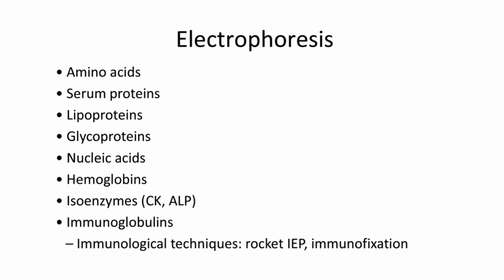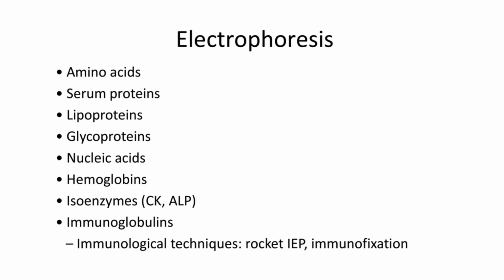Electrophoresis is widely applied to separate many biological components. These include amino acids, serum proteins, lipoproteins, glycoproteins, nucleic acids, hemoglobins, isoenzymes such as creatine kinase and alkaline phosphatase, and immunoglobulins. In addition, specific antigens can be identified using immunological electrophoretic techniques, such as rocket immunoelectrophoresis or immunofixation.